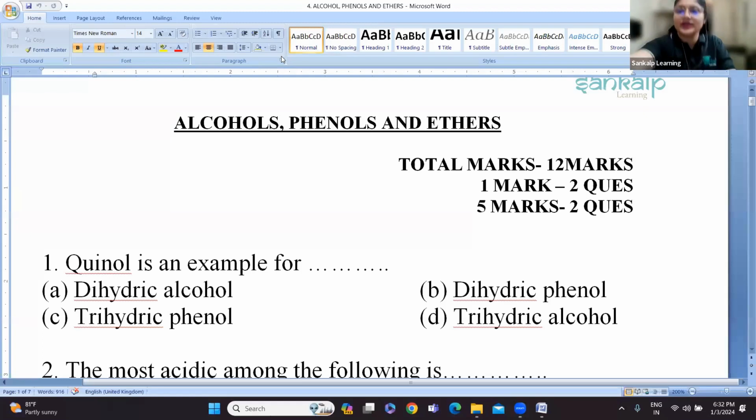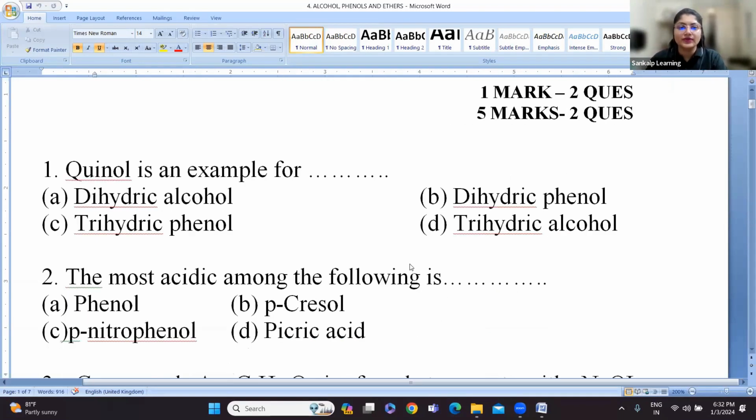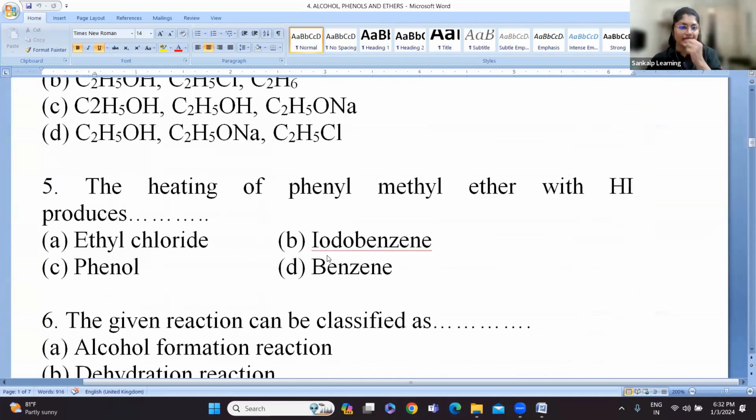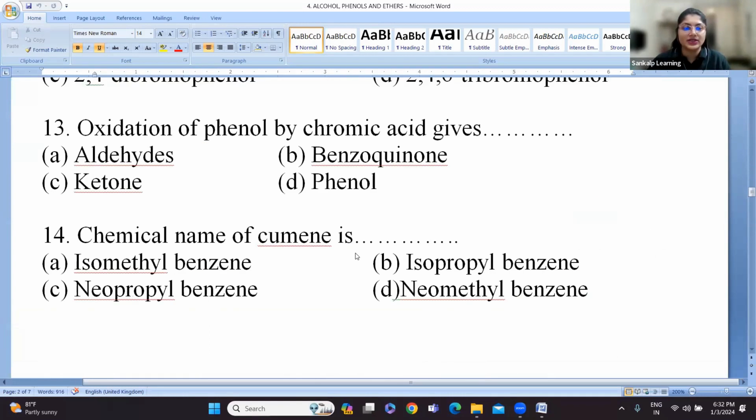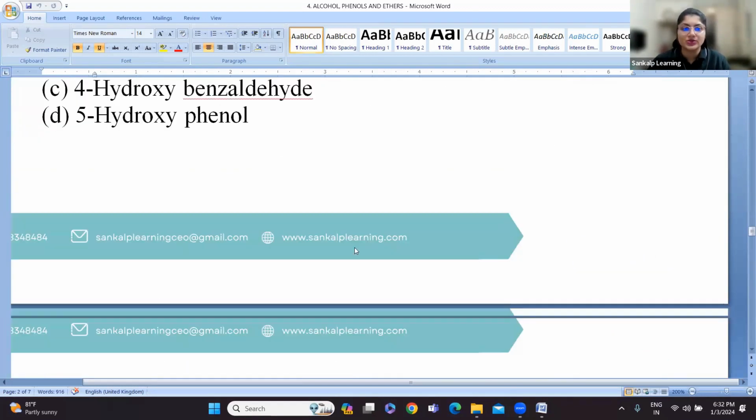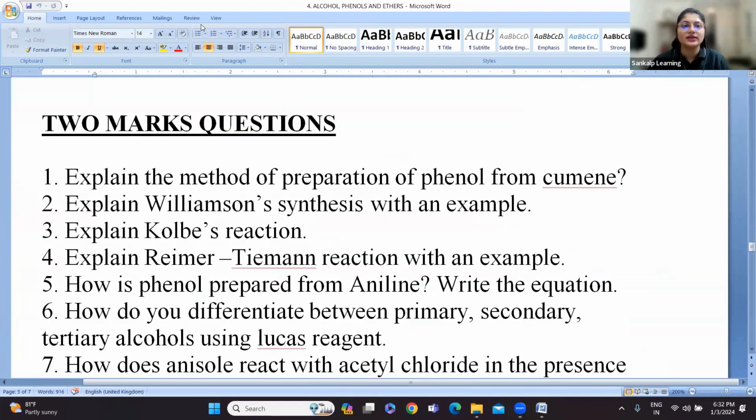So in the previous session, we were discussing alcohols, phenols, and ethers, right? What all things have we seen in the previous class, students? We have seen the MCQs, that is, multiple choice questions. Then in the last class, we started with the 2 marks questions.